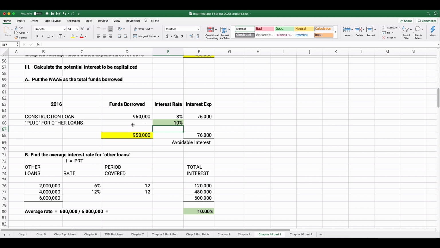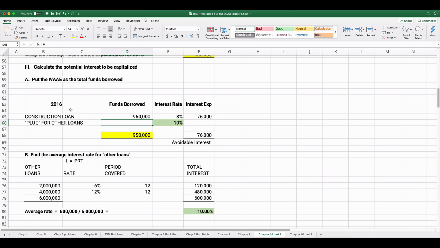If we had any calculation, if we had 100,000 for that loan, then we would calculate that as part of the avoidable interest. Now, because this construction loan is $1 million, we only need 950,000. If the weighted average was 1.2 million, we'd need 1 million here and then another 200,000 there, and it would change our avoidable interest calculation.